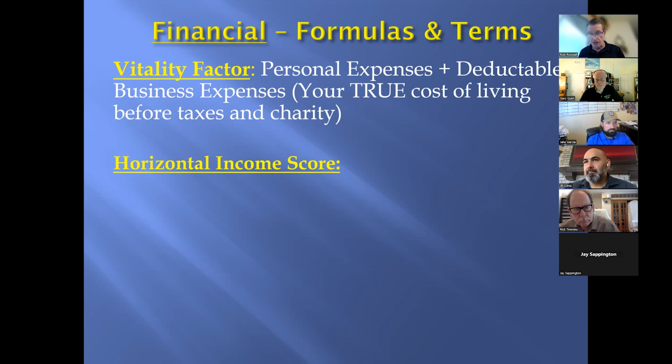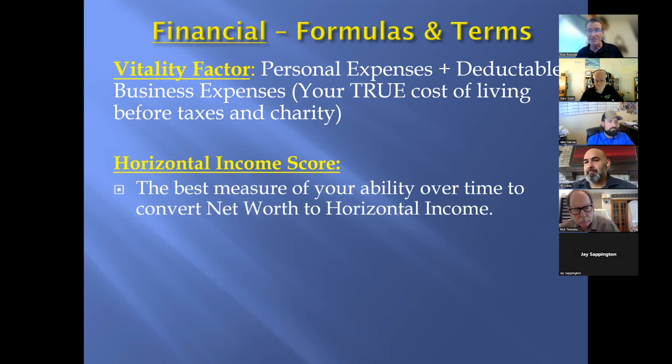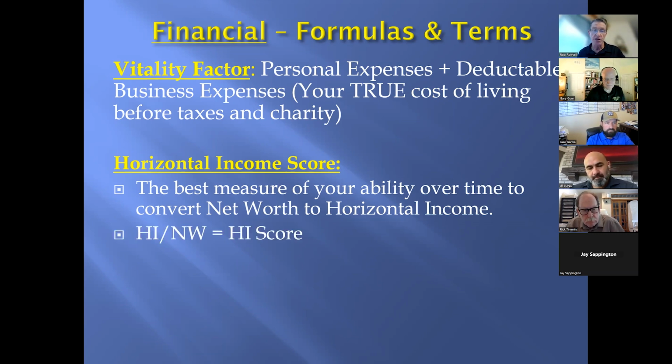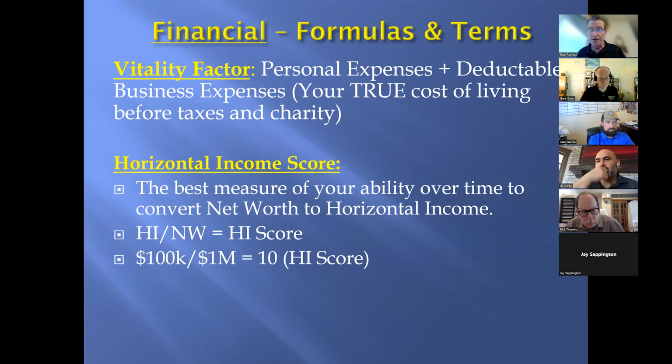Okay. Your horizontal income score is the best measure of your ability over time to convert your net worth to horizontal income. So you're looking to take net worth and put it in places that allow mailbox money to continue to come in on a monthly basis. Your horizontal income divided by your net worth is your horizontal income score. So if I've got $100,000 coming in passively and my net worth is $1 million, my horizontal income score is a 10. Does that make sense?